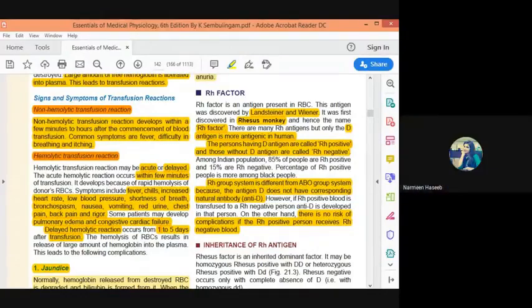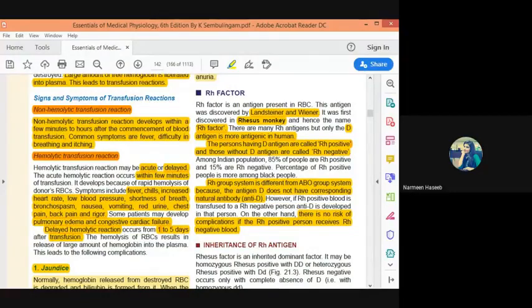Rh factor. Previously, we have studied about the ABO blood group system. Now we are going to discuss what is Rh factor. Rh is just like A antigen and B antigen. It's also an antigen that is present on the surface of the RBCs. It was discovered by Landsteiner and Weiner. It was first discovered in a monkey known as rhesus monkey, and that's why it was known as Rh factor.